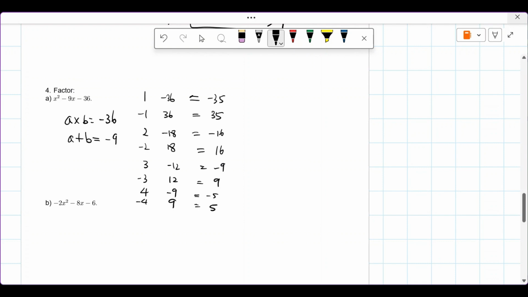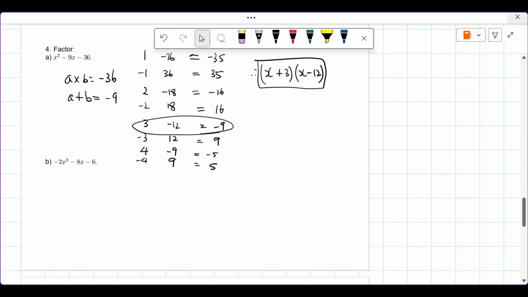And which one adds up to negative 9? This one, 3 and negative 12. So therefore, my answer is x plus 3 times x minus 12. It was positive 3 and negative 12, so it's x plus 3 and x minus 12 is my final answer.